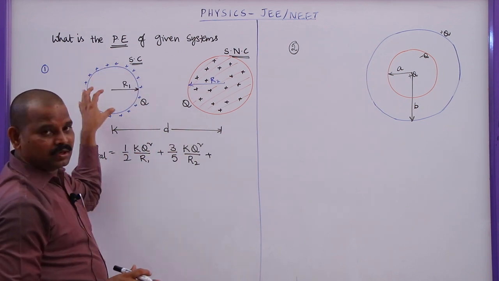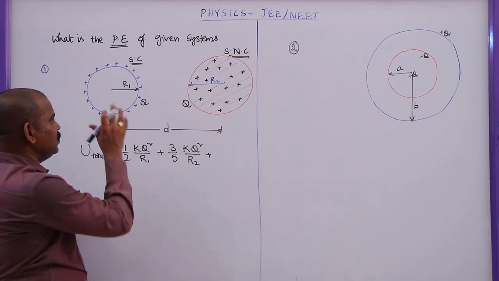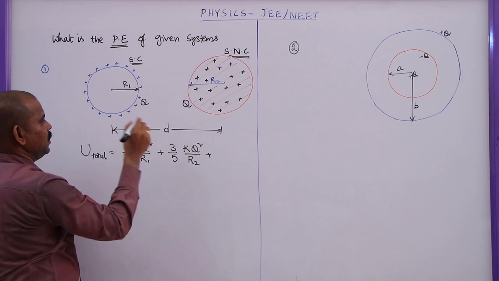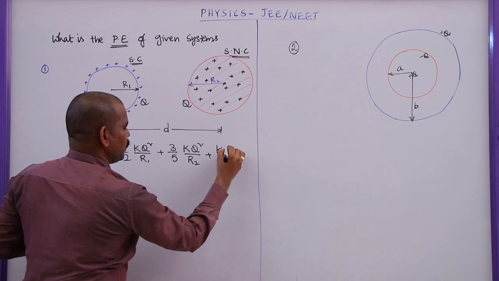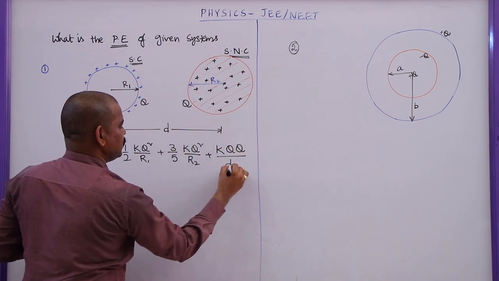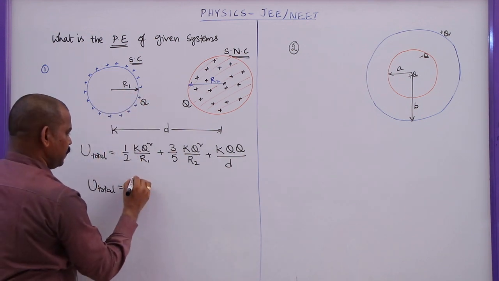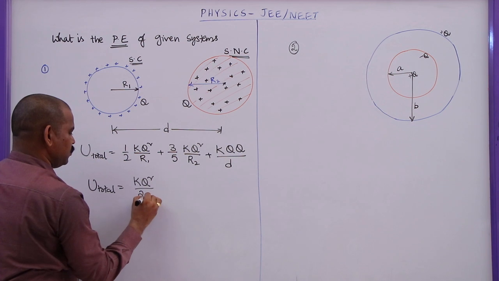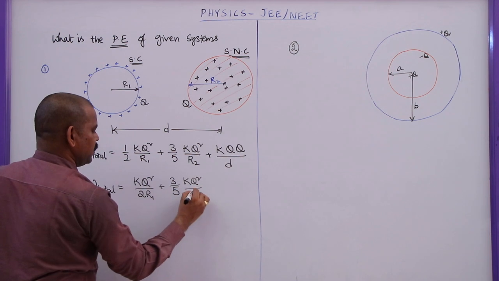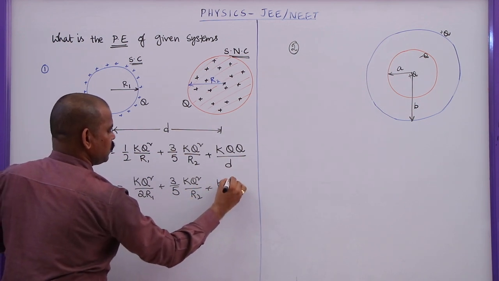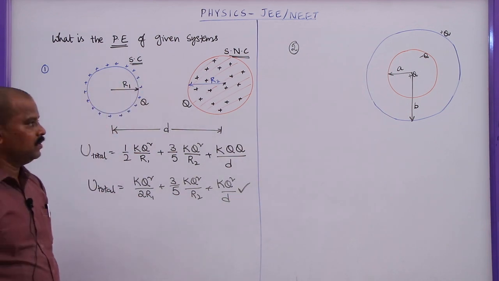When a sphere is charged on its surface or throughout its volume, while considering them as point charges, we just assume that the total charge is concentrated at the center. So this will be kq·q by distance d. So now, simplifying, the total potential energy of the system is given by kq² by 2r1, plus 3 by 5 kq² by r2, plus kq² by d. So this is the total potential energy of the system.